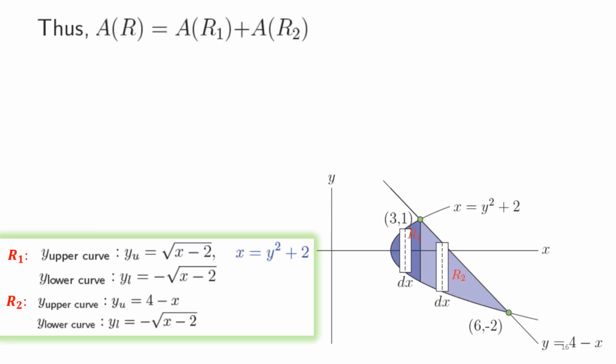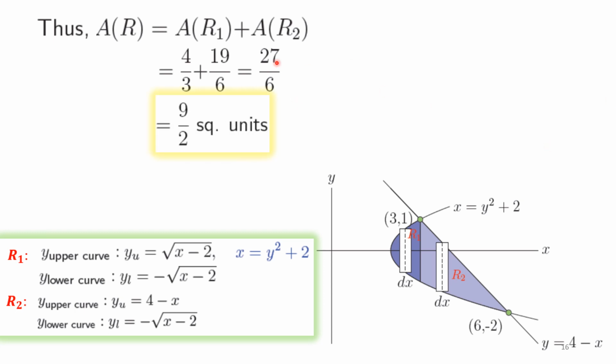So when you add these two, you have 4 over 3 plus 19 over 6 equals 27 over 6. So what is 27 over 6? It's 9 over 2 square units. Same answer as we had on our first solution. Again, we have to consider this time, because we just considered your two regions, because we made use of your vertical strips. Okay?